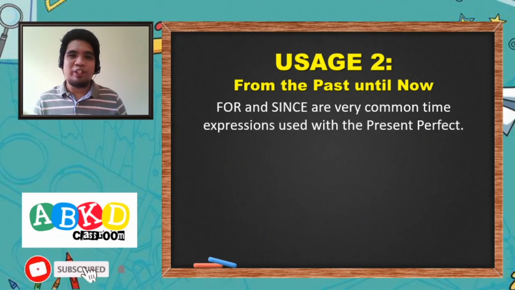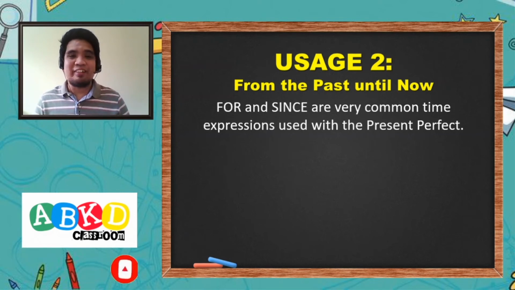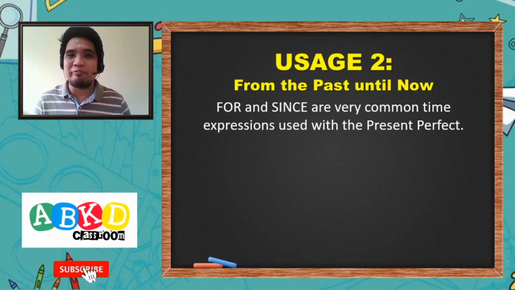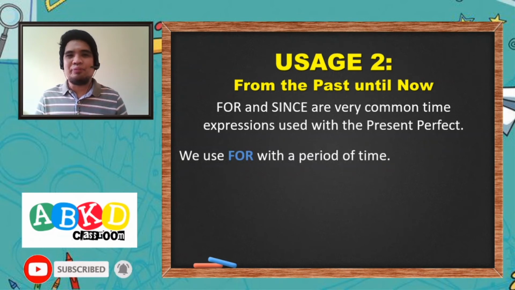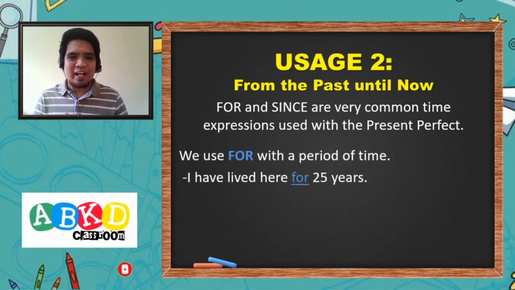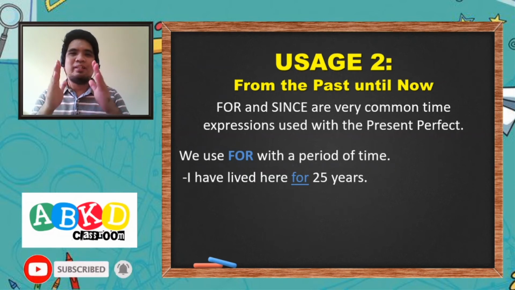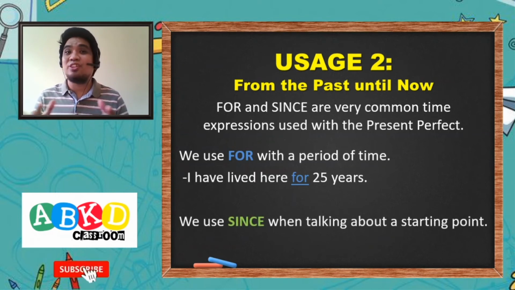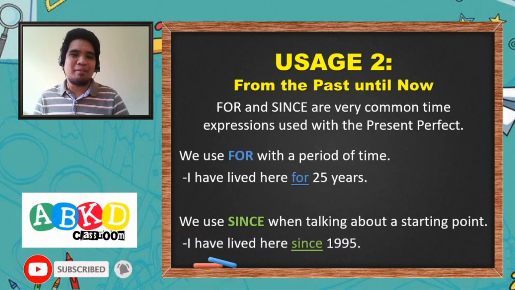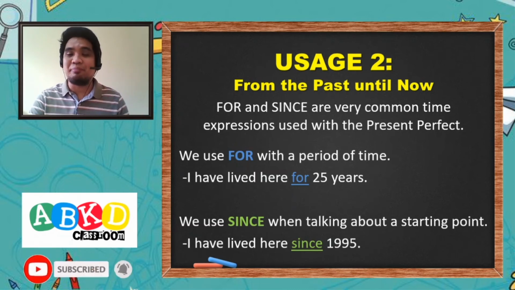On the other hand, we need to know the difference between for and since. Actually, these are very common time expressions used with the present perfect tense. Okay, we use for with a period of time. For example, I have lived here for 25 years. So we are talking about the period of time here in the sentence. And we use since when we are talking about a starting point, kung kailan ka nagsimula. Example, I have lived here since 1995. Okay, so both for and since are used in constructing the present perfect tense.